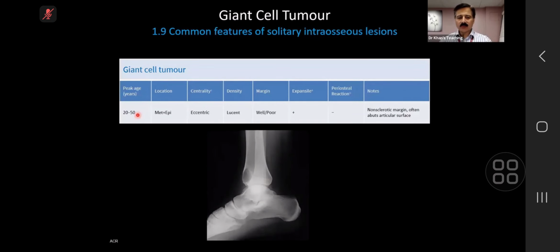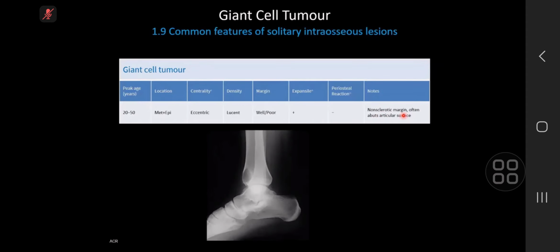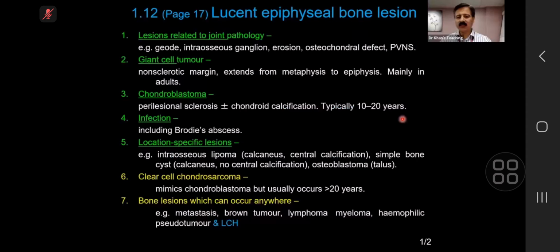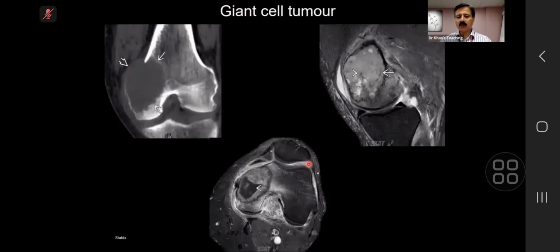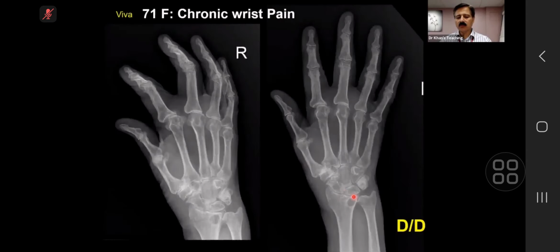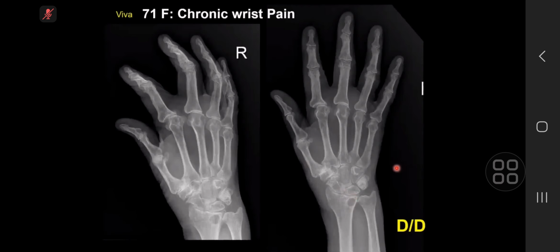Giant cell tumor. Look at notes. Non-sclerotic margin. Right? Classical giant cell tumor will have a margin which is non-sclerotic. And in your case, there is a bit of sclerosis. Right? Yep. So that is another parameter.